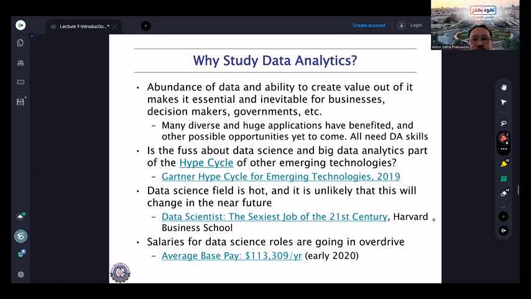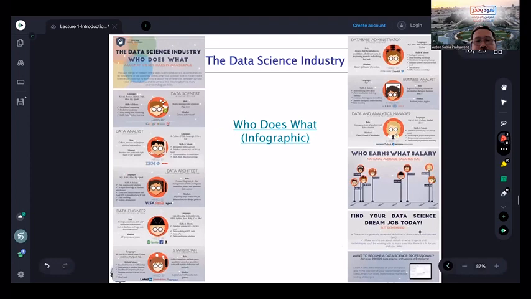So you can see this one. You can refer to this link later on. I will give you this link. And salaries for data science roles are also on the rise, so the data science industry.